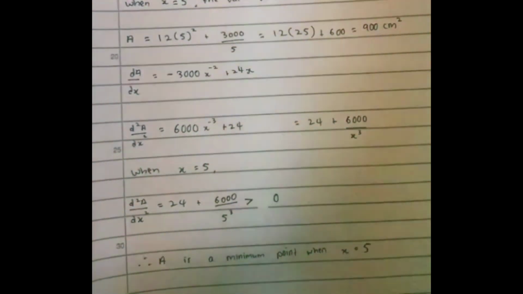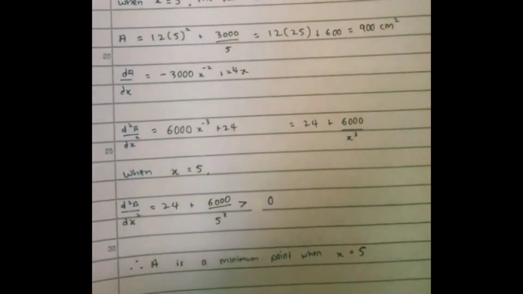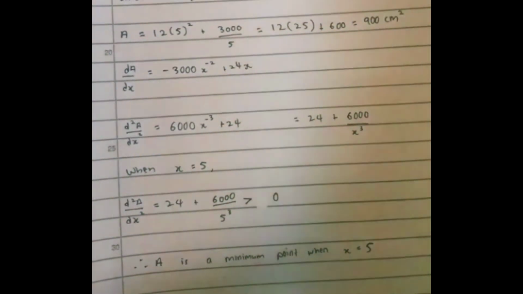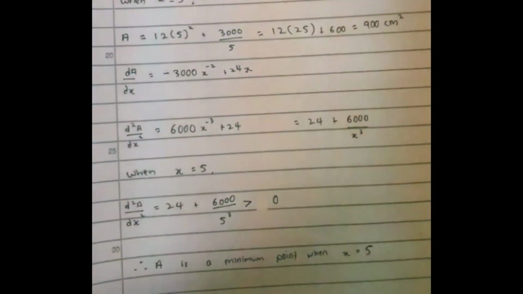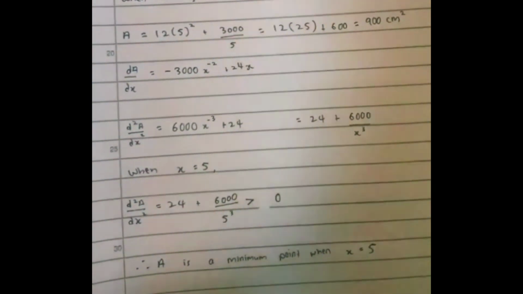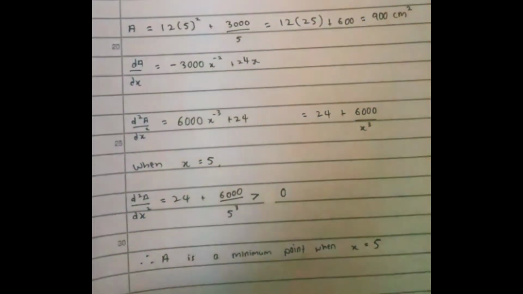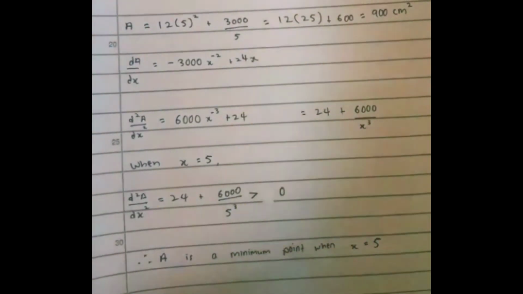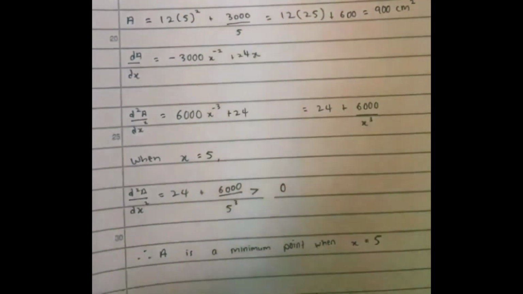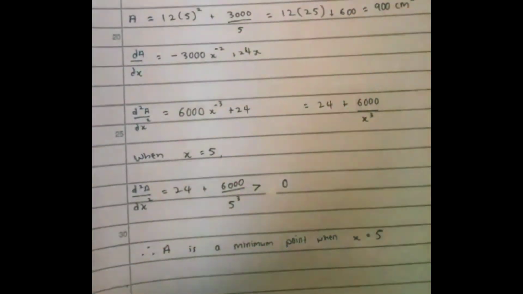For the first differentiation, we get the result above. So we differentiate again and get 6000x^(-3) plus 24. Or we can write it as 24 plus 6000 over x³. When x equals 5, we get 24 plus 6000 over 5³, which is greater than 0. So we can conclude that A is a minimum point when x equals 5.